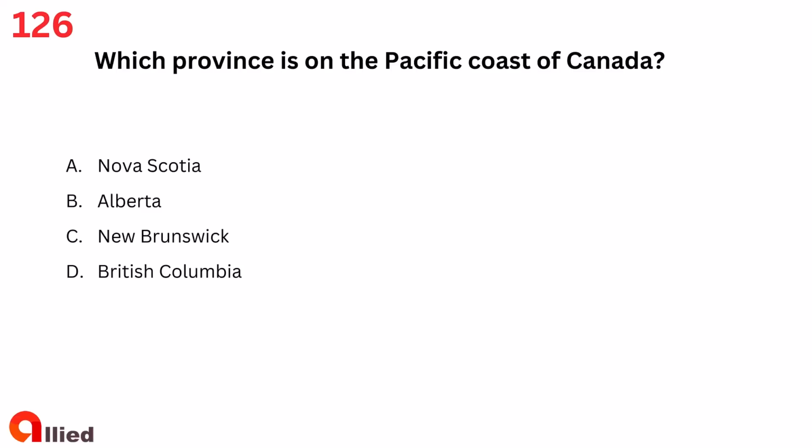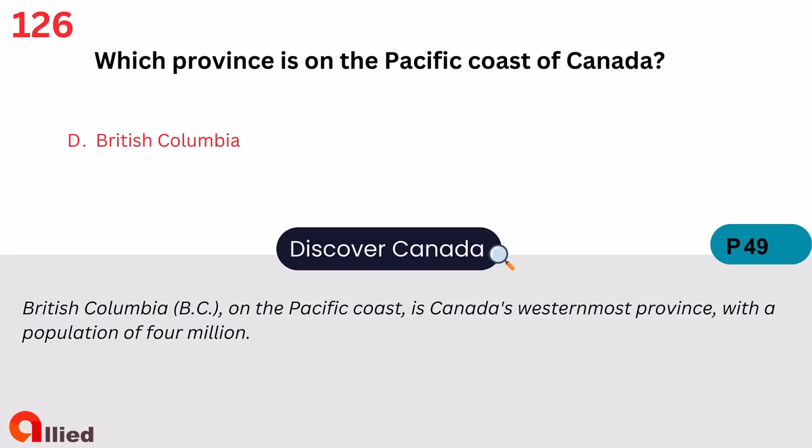Which province is on the Pacific coast of Canada? A. Nova Scotia. B. Alberta. C. New Brunswick. D. British Columbia. The answer is D. British Columbia.